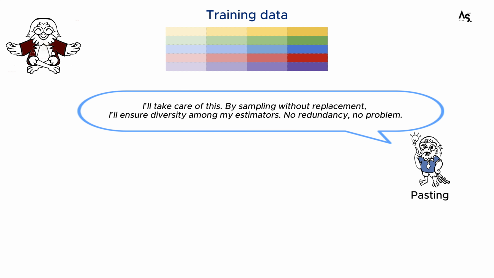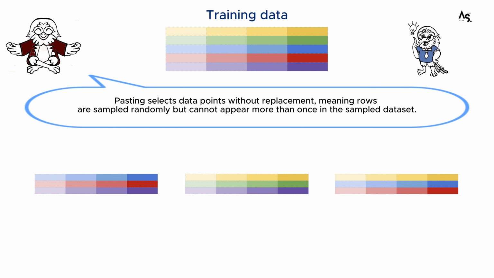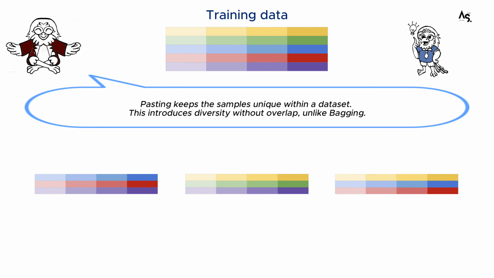I'll take care of this. By sampling without replacement, I'll ensure diversity among my estimators. No redundancy, no problem. Pasting selects data points without replacement, meaning rows are sampled randomly but cannot appear more than once in the sampled dataset. Pasting keeps the samples unique within a dataset. This introduces diversity without overlap, unlike bagging.